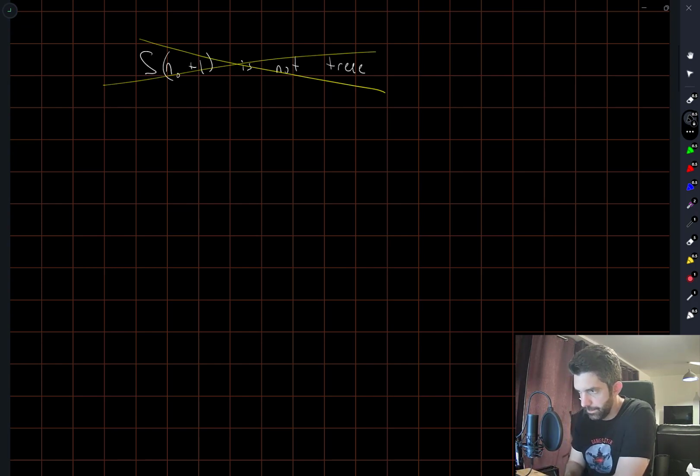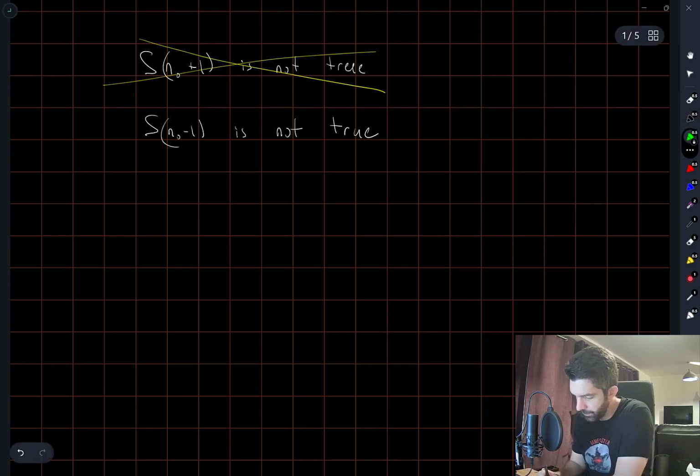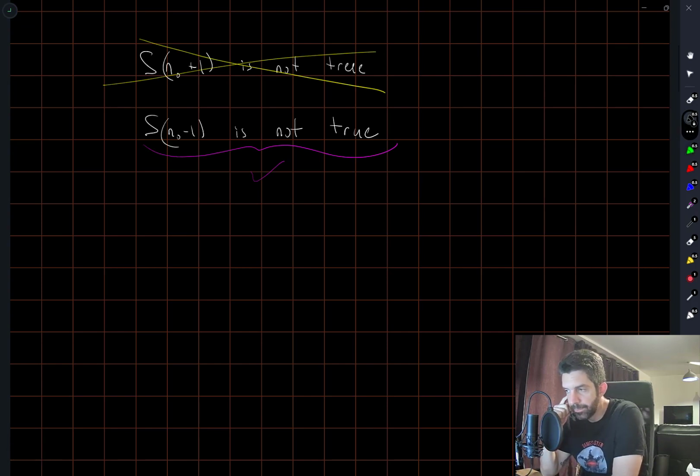So the second statement, this entire statement, is correct. We can conclude that S of n naught minus 1 is not true, because if it were true, then S of n naught would have to be true. However, this may not be the strongest conclusion that we can draw.